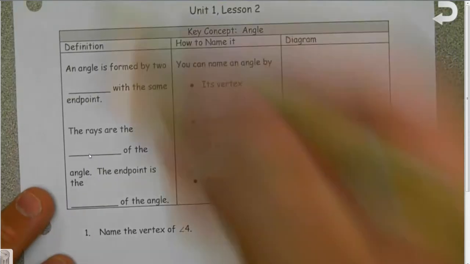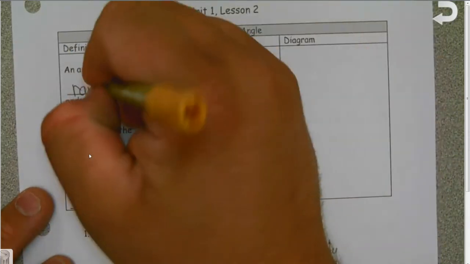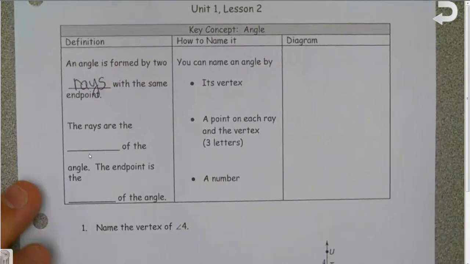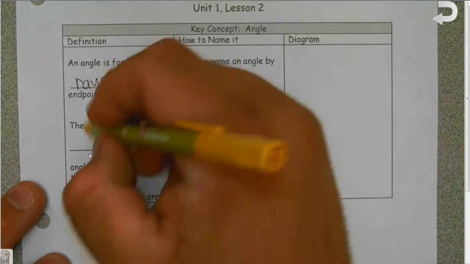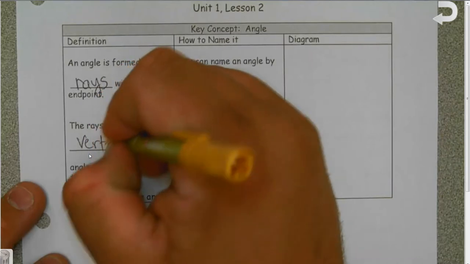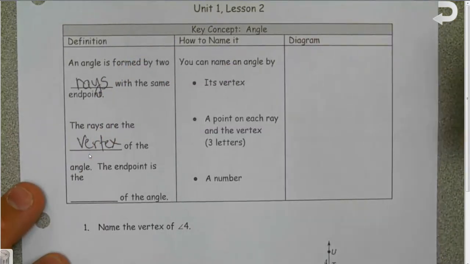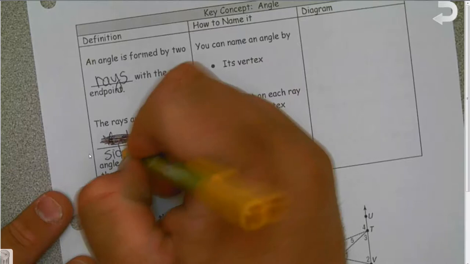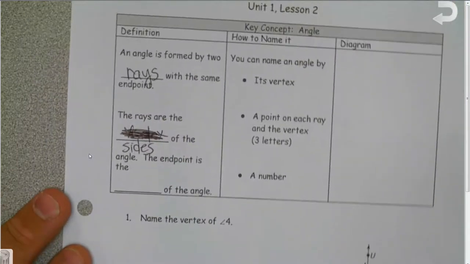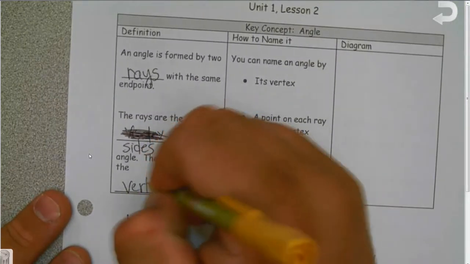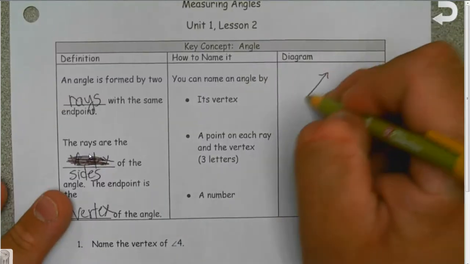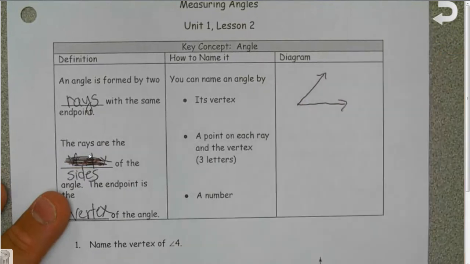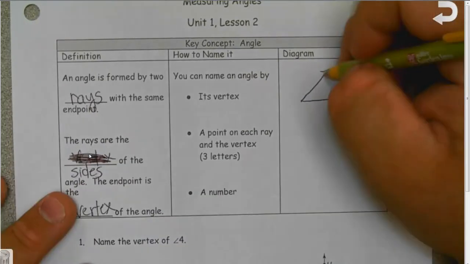An angle is formed by two rays with the same endpoint. The rays are considered the vertex of the angle. I'm sorry, the rays are the... This is why you write in pen, folks, or pencil. The rays are the sides. The endpoint is the vertex. So, if I'm going to make an angle, I've got to create two rays that emanate from the same endpoint.